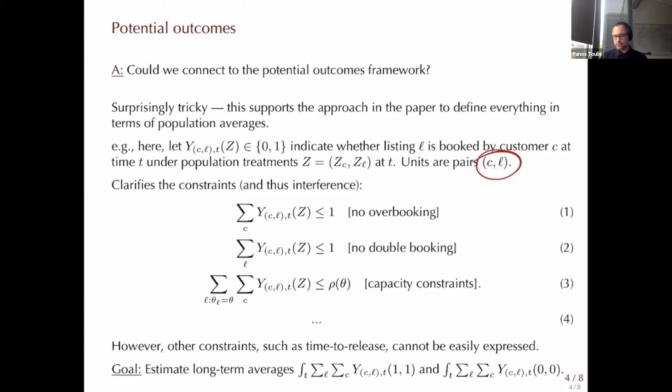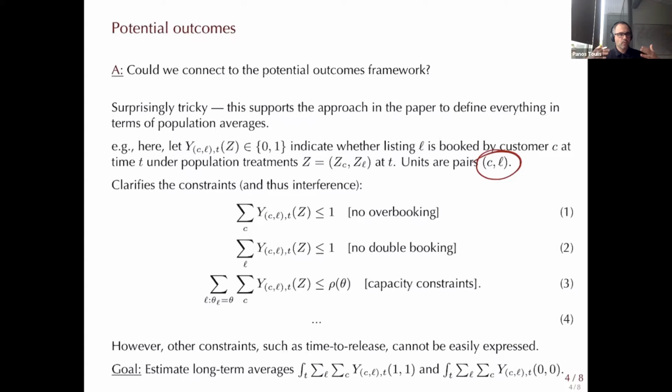For instance, if you sum up those across customers, then this has to be bounded because listings cannot be overbooked or double booked, right? If you sum up across listings, then again, there's an upper bound because we don't allow overbooking or double booking, depending on the application. And if you just sum up across listings of a specific type, then this has to be upper bounded because we have capacity constraints, this rho, I think. So even though the paper doesn't talk about potential outcomes, it's not really separated a lot by that framework, because you can definitely express those constraints in terms of potential outcomes. And perhaps following that formalism, it helps illustrate where interference is coming from. It's basically potential outcomes, but they have to satisfy some constraints.